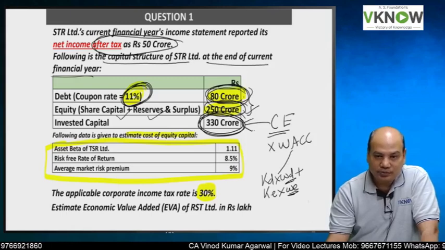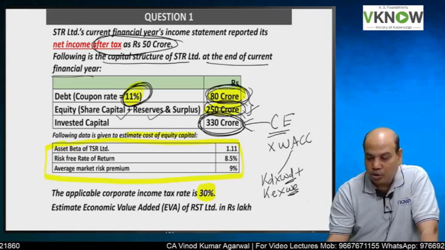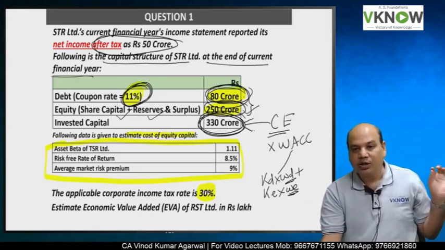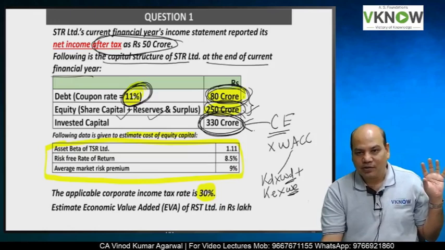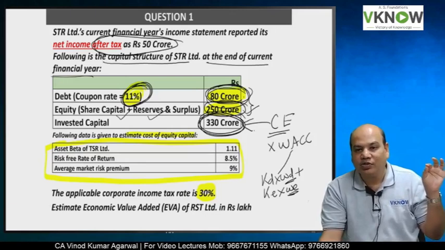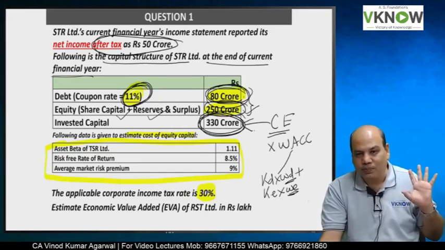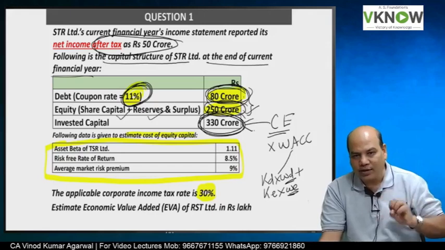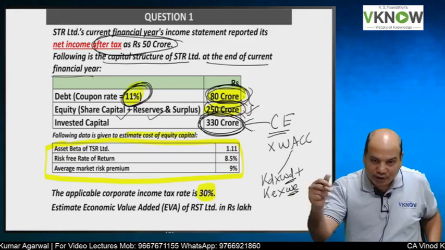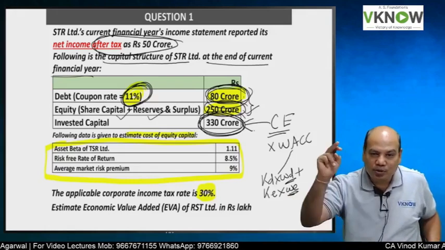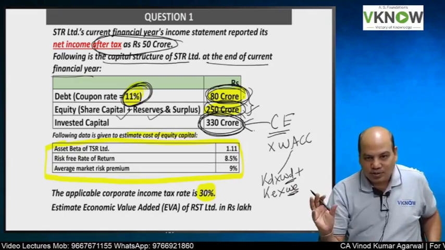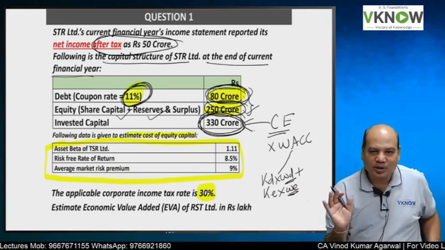Asset beta is given. Asset beta here would be overall beta. Asset beta is not equity beta. Asset beta is the overall beta of the company. That is weighted average beta of debt and equity you can say, or weighted average beta of all the assets on the asset side. From overall beta, you have to find equity beta. For that, portfolio management chapter will apply. You have to convert the overall beta into equity beta.